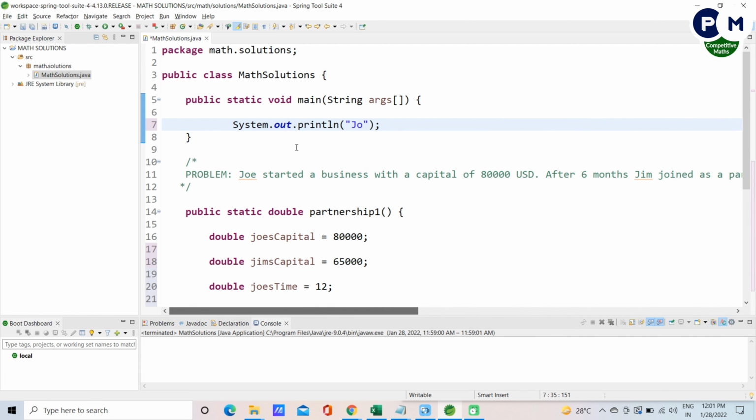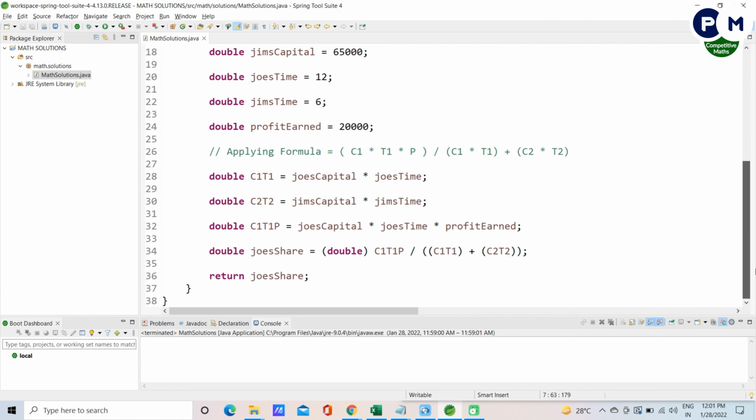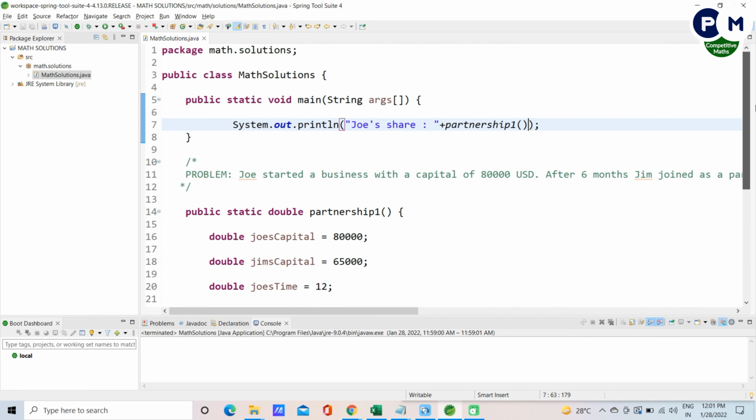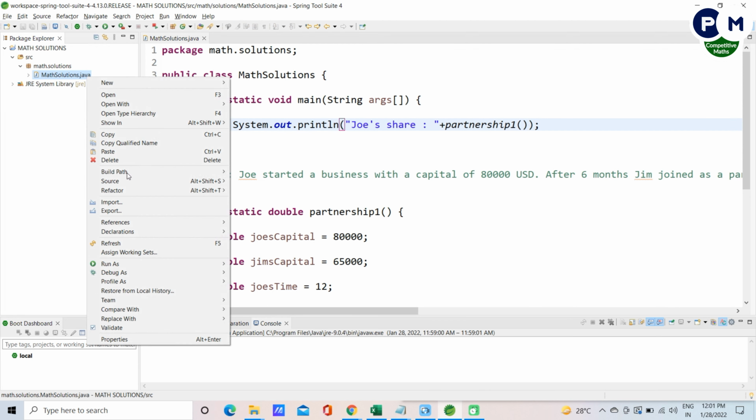Next, by applying the formula, C1 multiplied by T1 multiplied by P divided by C1 multiplied by T1 plus C2 multiplied by T2. Next, C1T1 is calculated as Joe's capital multiplied by Joe's time. Next, C2T2 is calculated as Jim's capital multiplied by Jim's time. Next, C1T1P equals Joe's capital multiplied by Joe's time multiplied by profit earned. Next, Joe's share equals C1T1P divided by the sum of C1T1 and C2T2.